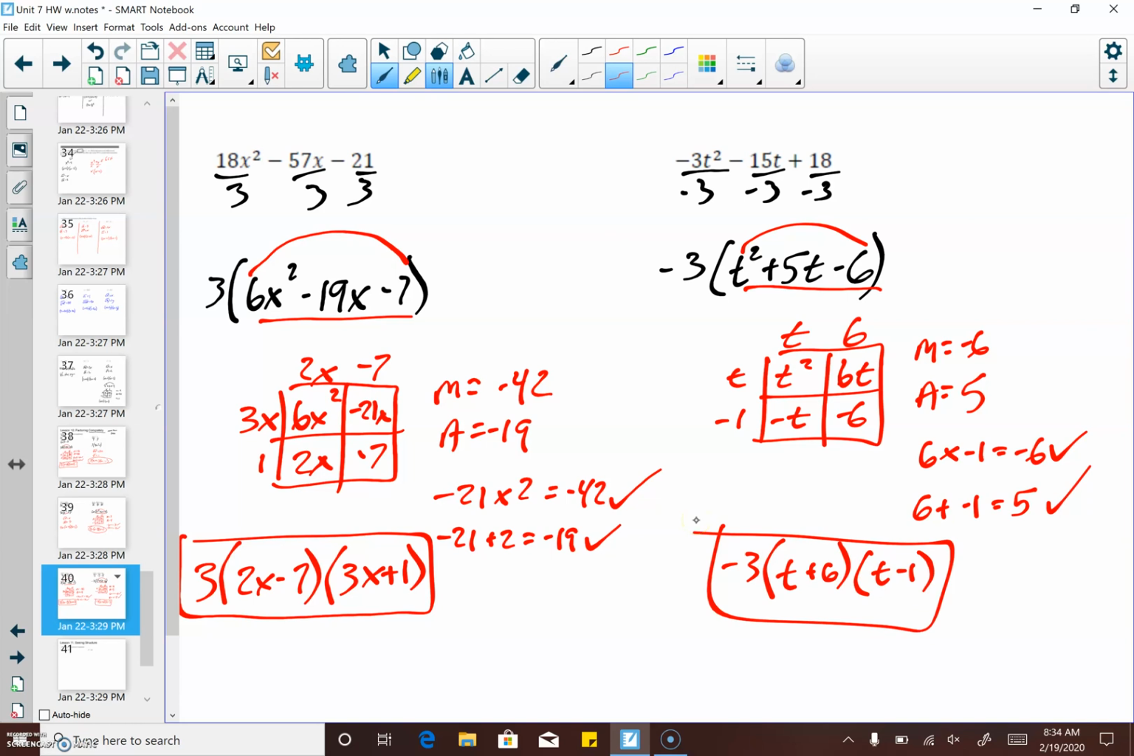So as you can recap here, factoring completely normally starts with the GCF, and then you end up either into your trinomial factoring or your difference of two perfect squares factoring.